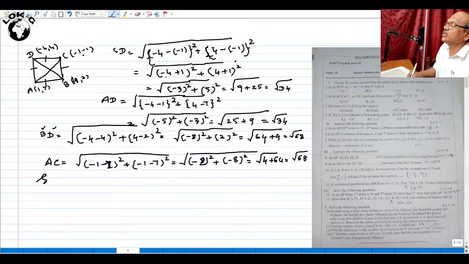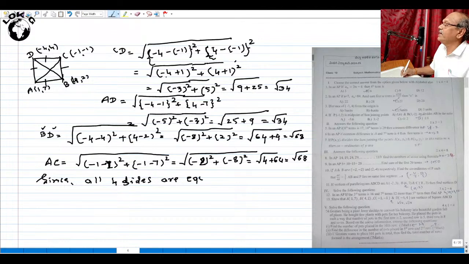Since you just conclude here, since all four sides are equal, you have to write this sentence, very important: sides are equal, equal and equal, and diagonals are also equal. Diagonals you are asked to find out are vertices of a square. Diagonals are equal, ABCD are the vertices, ABCD is a square.